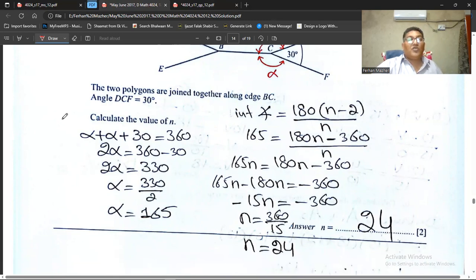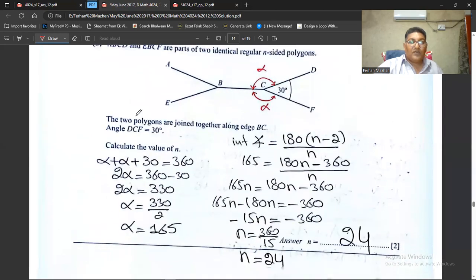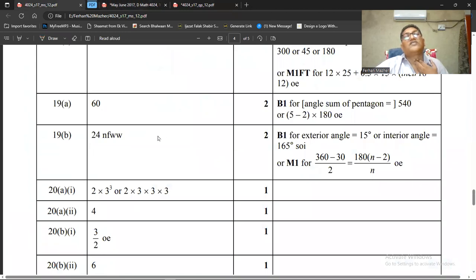And that will be 24. So how many sides does this polygon have? This polygon has 24 sides. So there are 24 sides. 24 sides is the right answer.